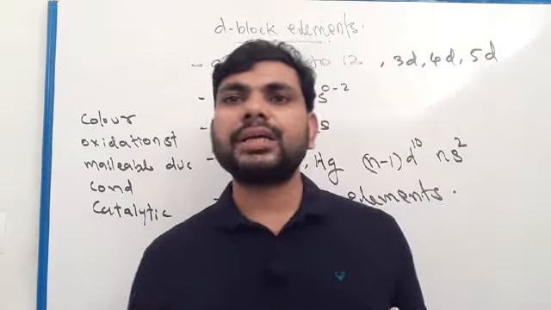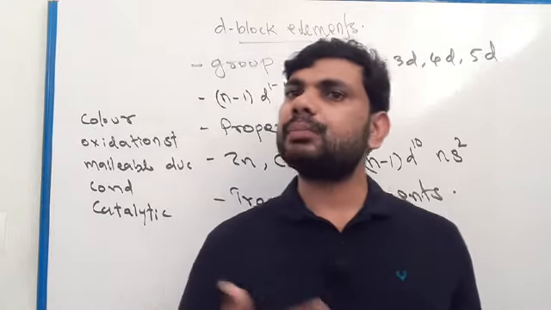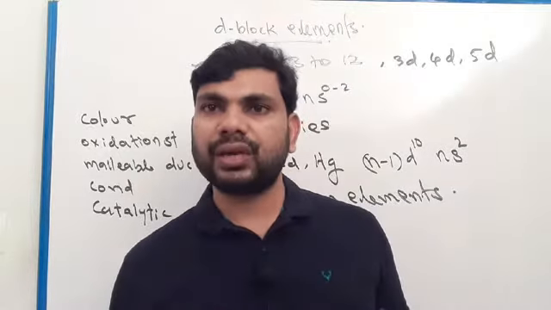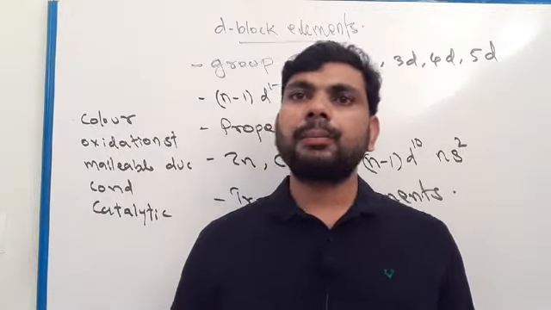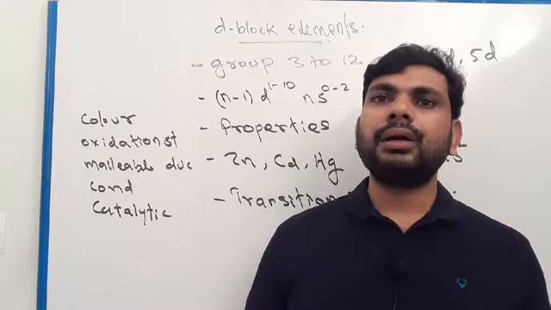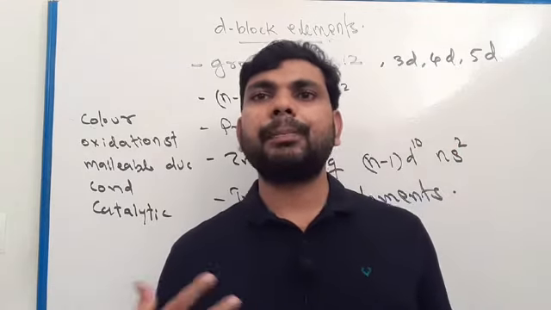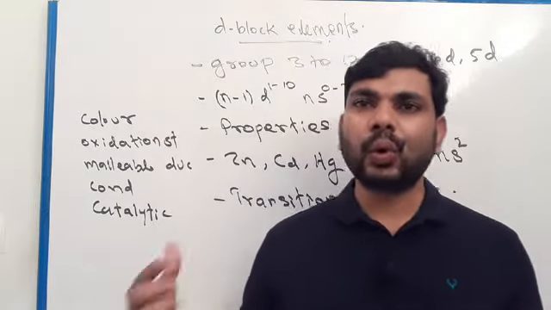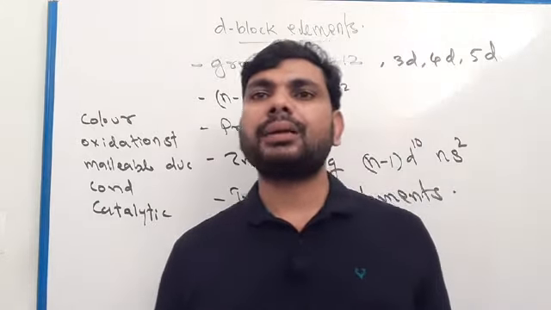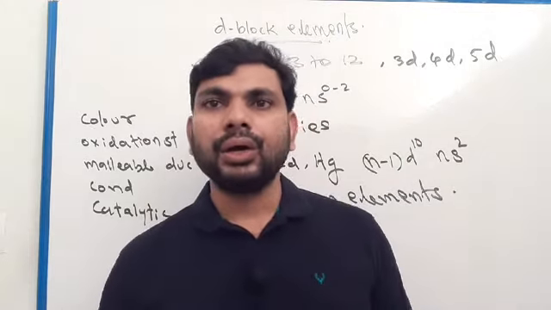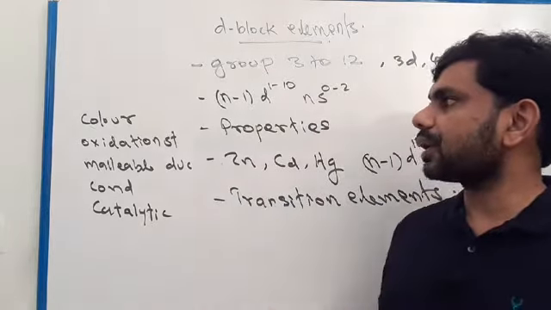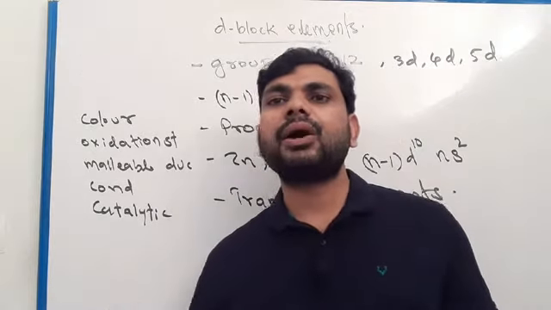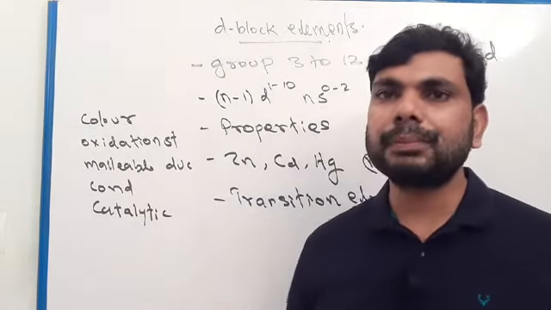D block elements make colored compounds. Generally D block elements are colorless, but they make colored compounds. For example, copper sulfate is blue, potassium dichromate is orange, and potassium permanganate is purple. Potassium permanganate contains manganese and potassium dichromate contains chromium. These are D block elements and they make colored compounds. D block elements also have variable oxidation states, multiple oxidation states.